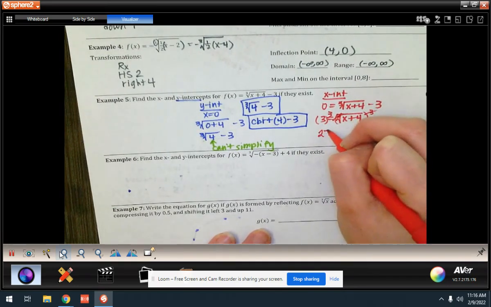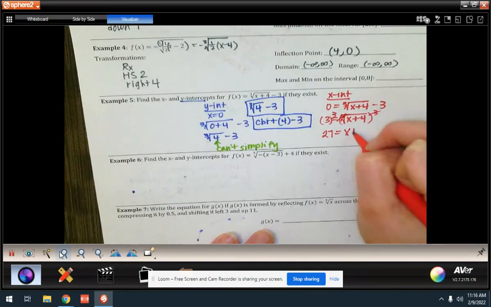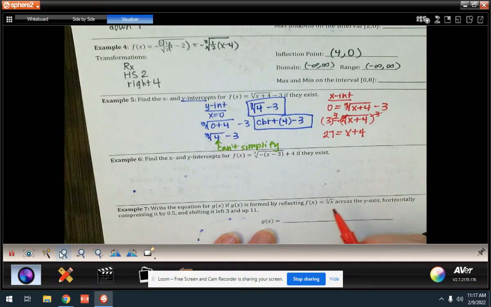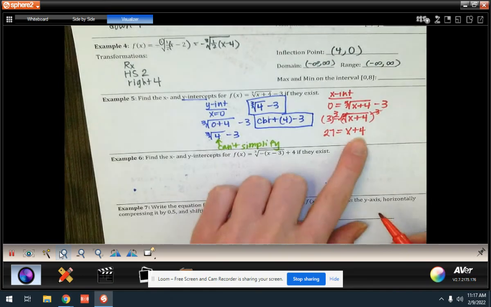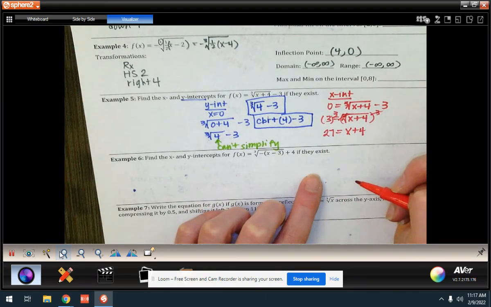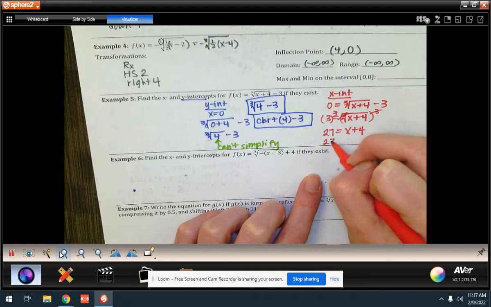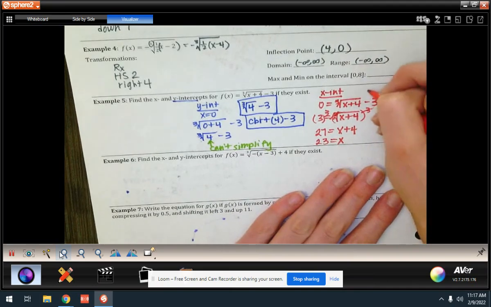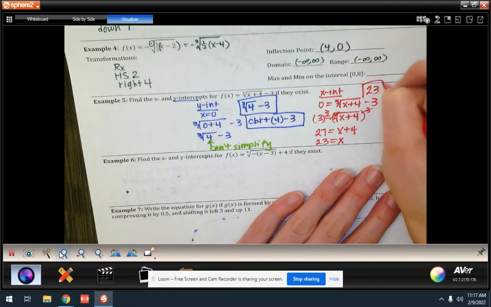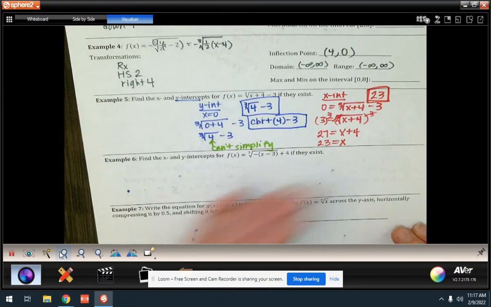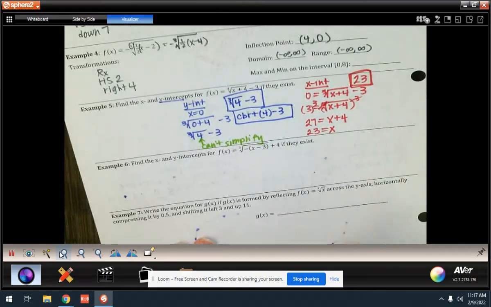3 cubed is 27. Not 9. 3 times 3 times 3 is 27. Last step, subtract 4. And you get 23. Okay, so 23 comma 0. We'll just ask for the value in this case. So 23 for our x-intercept. Love that. Sometimes you get a nice number, sometimes you do not.